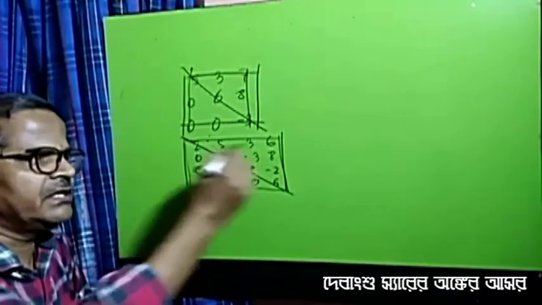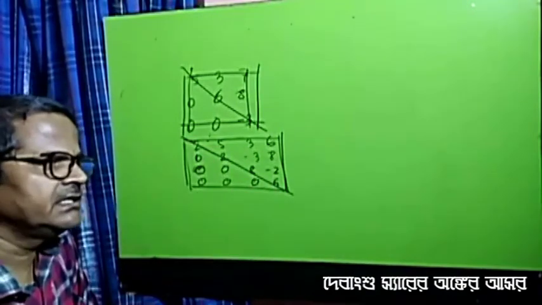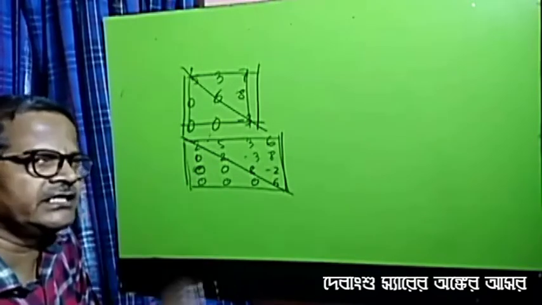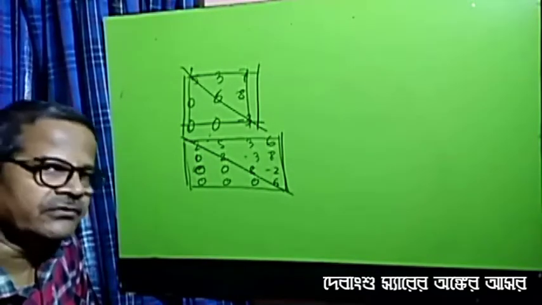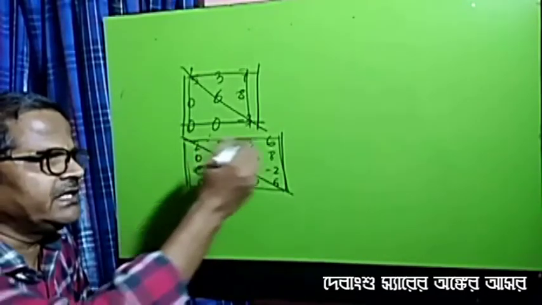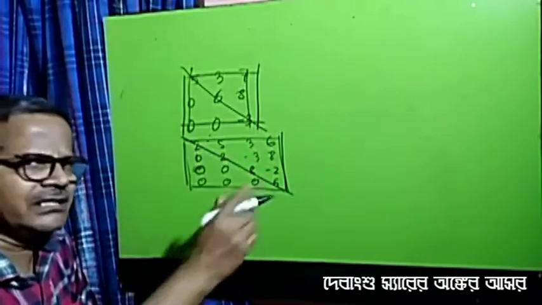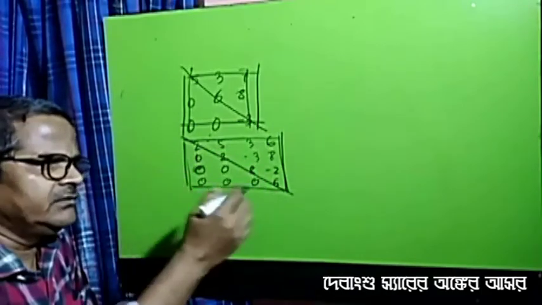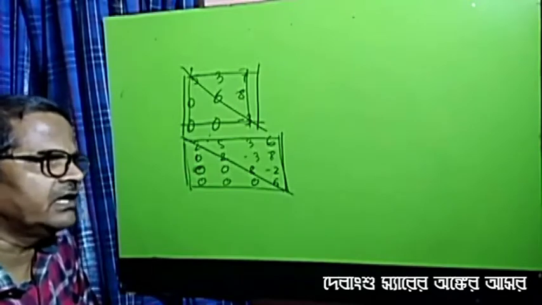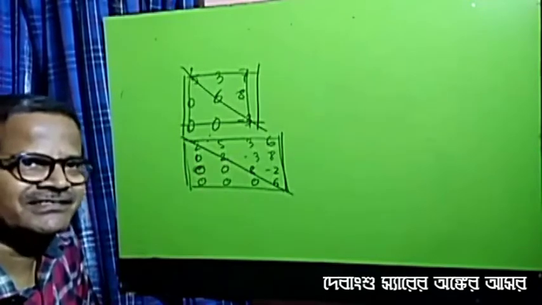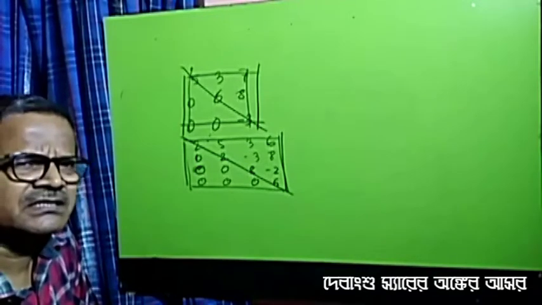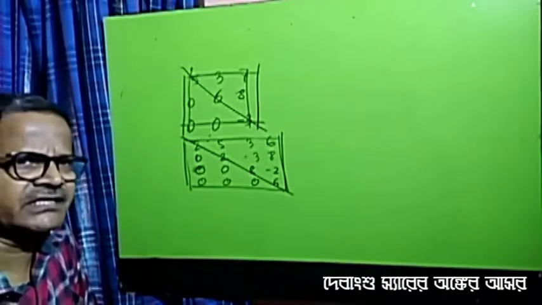Now see, the upper triangle elements, including the diagonal elements, are non-zero, and the lower triangle elements are 0. Clear? This is called an upper triangle determinant. It has no specific uses, just a definition.